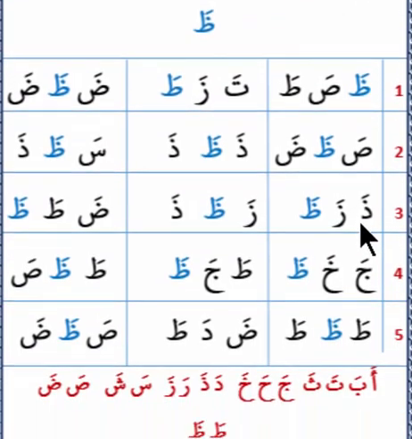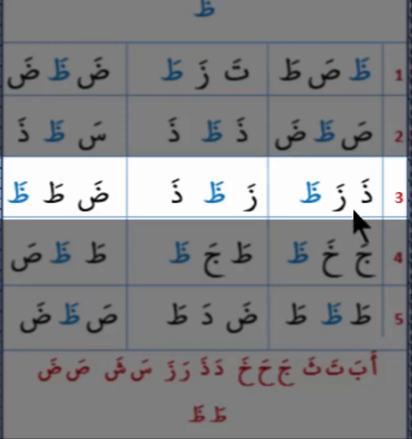Third line: the, ze, va. The, ze, va. Ze, va, the. Again, notice the difference between those three letters. I repeat, ze, va, the. Faster. Ze, va, the.